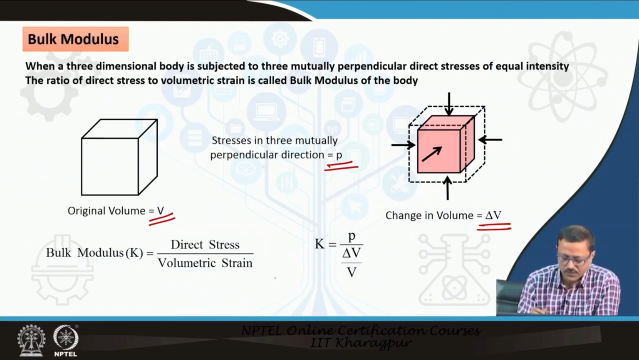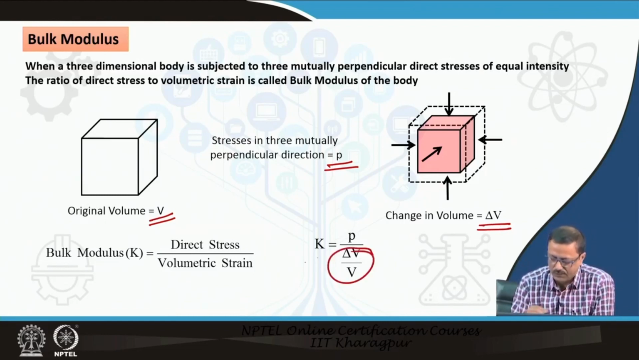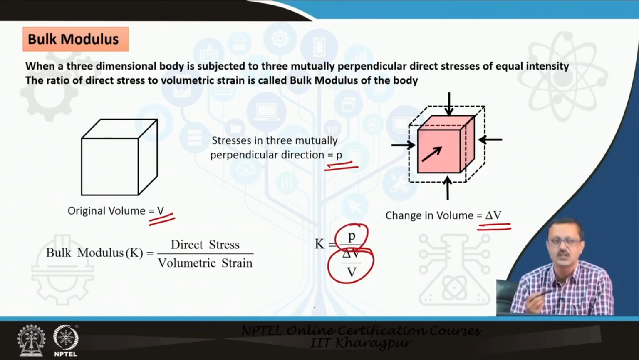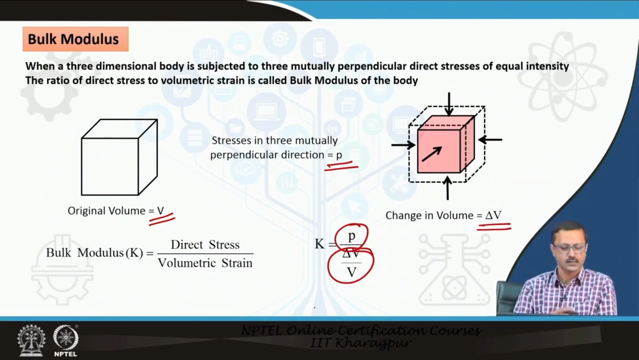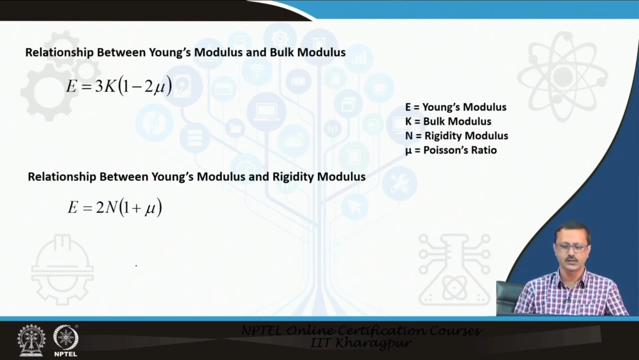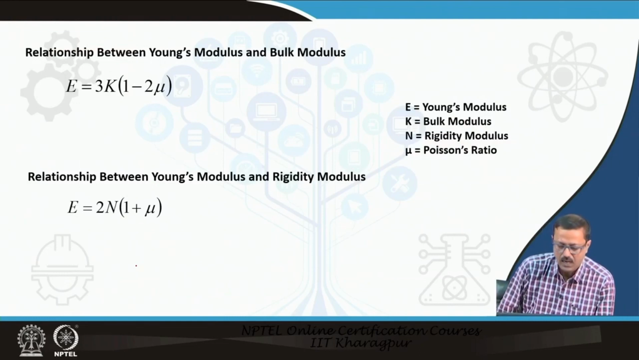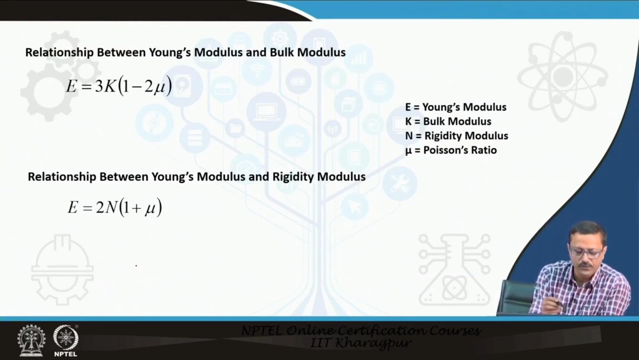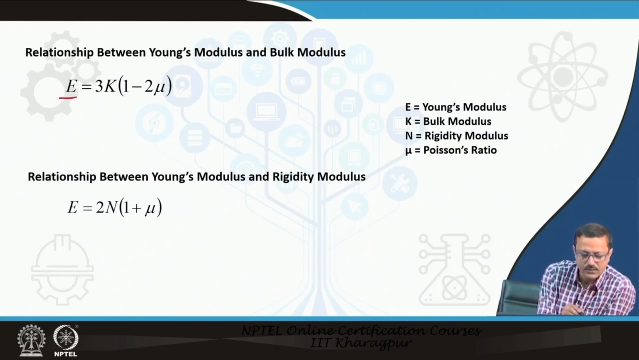So, the volumetric strain is nothing but this del V by V, and the direct stress is P, and the ratio of these two is defined as the bulk modulus of elasticity, given as capital K. So, this is also one of the moduli, and these three moduli are interlinked with each other with two beautiful formulas, E and K, where E is your Young modulus and K is your bulk modulus.